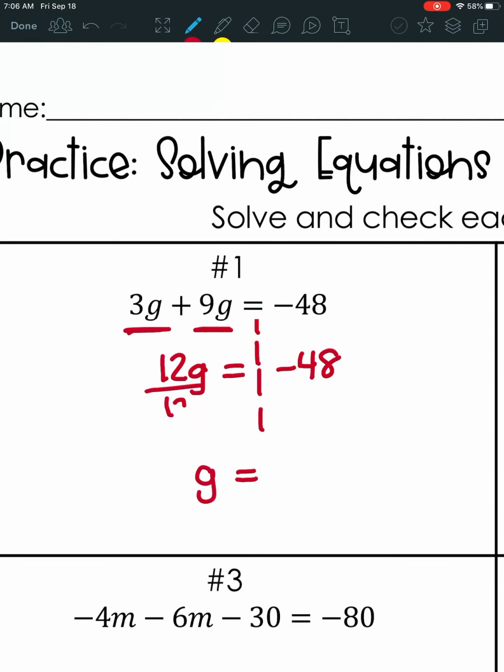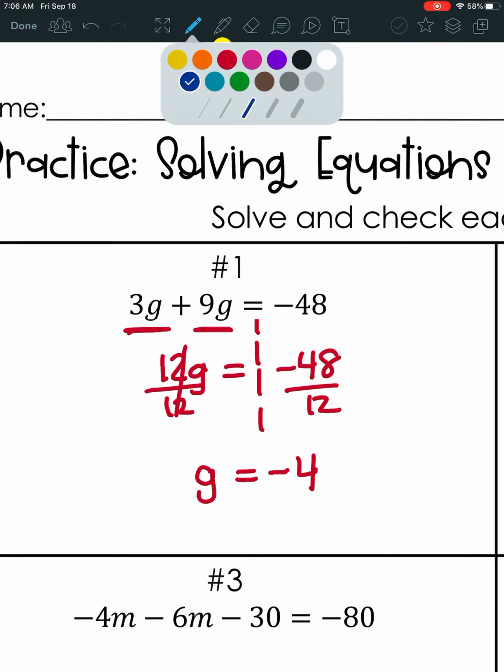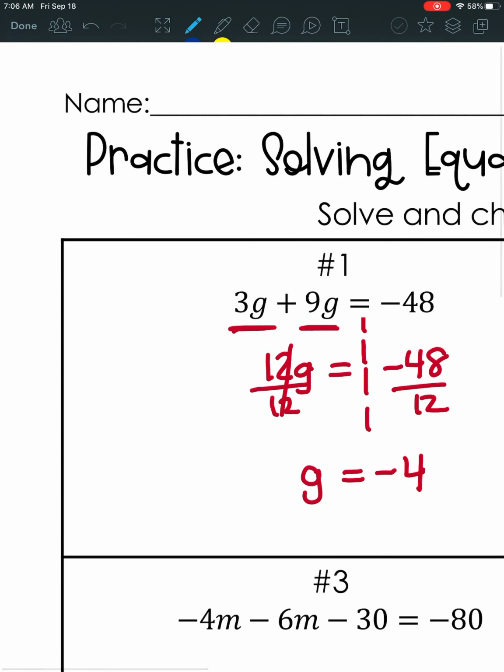So 12g equals negative 48. Now we have a one-step equation. We want to get g by itself, so divide by 12, divide by 12. All right, negative 48 divided by 12 is negative 4.